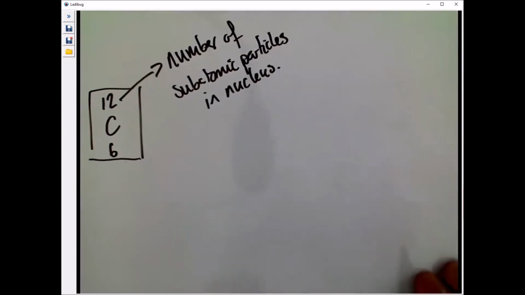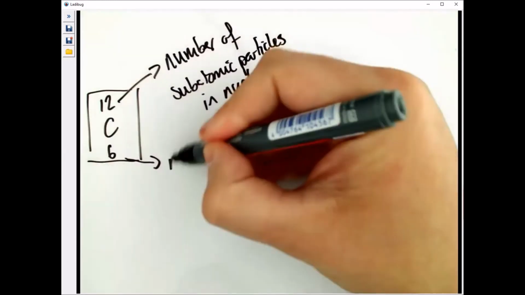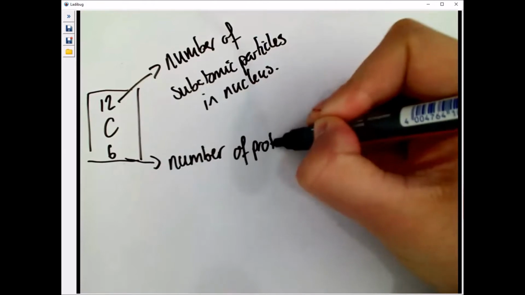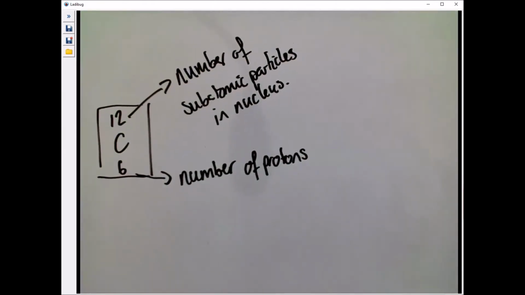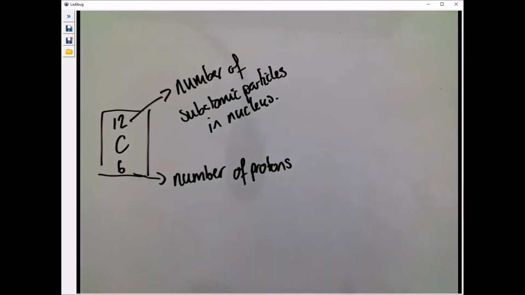The bottom number tells us how many of those are protons. So the number of protons. This is often referred to as the proton number. So we can use this to draw out our whole atom, that information, the 12 and the 6, all we need to know.